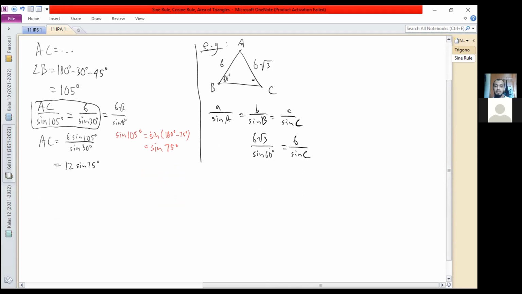So in this case, the sine of C equals 6 times sine of 60 degrees divided by 6 square root of 3. Then we can divide by 6, and we have sine of 60 degrees, which is 1/2 square root of 3, divided by square root of 3. And then again, we can cancel out, and we get 1/2.